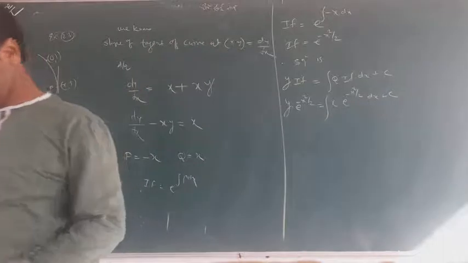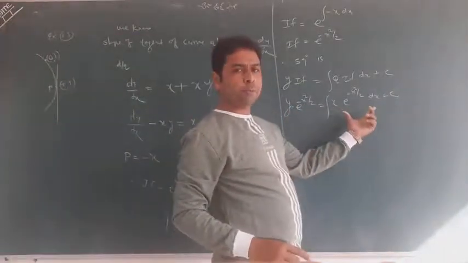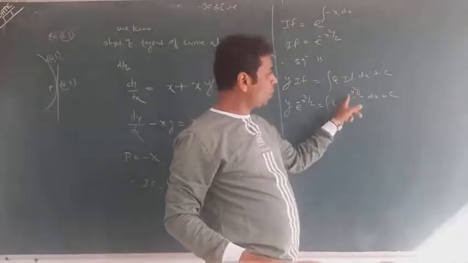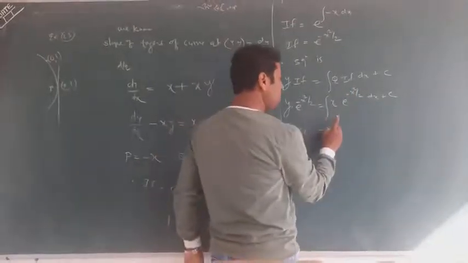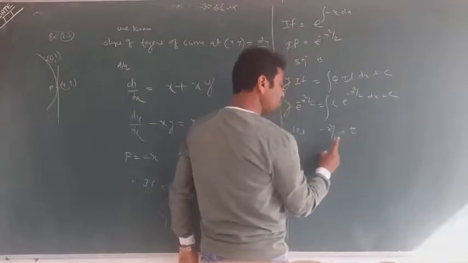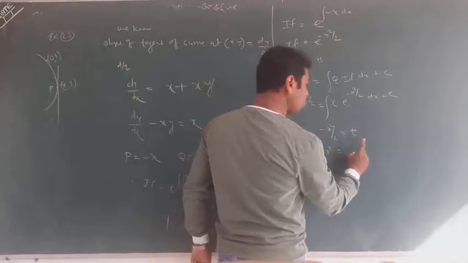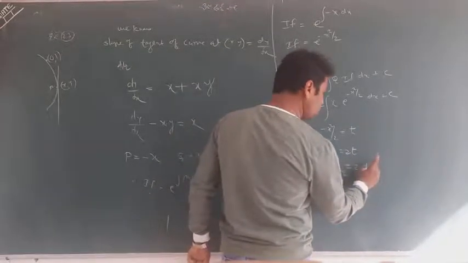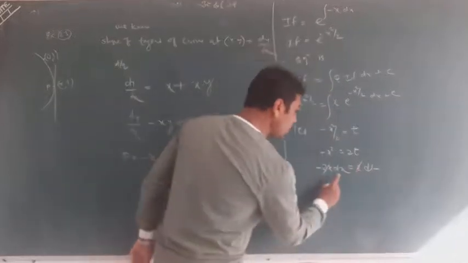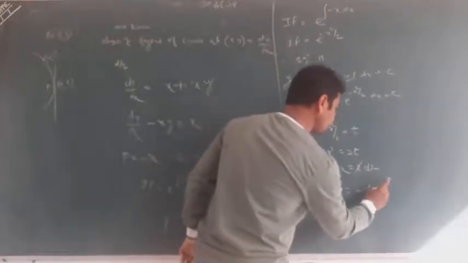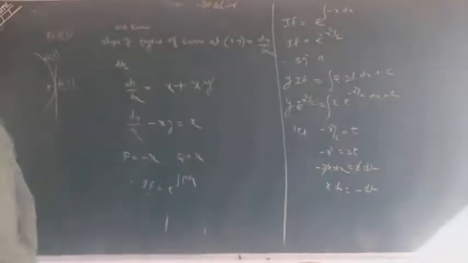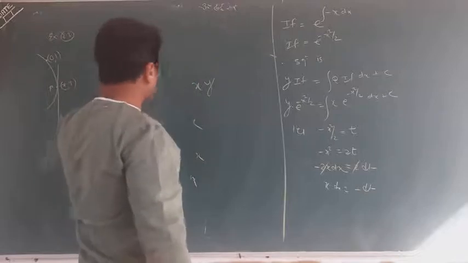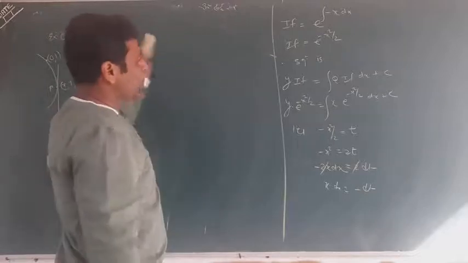Now, to solve this integral, how can we deal with it? I tell you one thing, there is x square by 2 and there is x, so I assume it is t. Let minus x square by 2 be equal to t, meaning minus x square equals 2t. Differentiation: minus 2x dx equals 2 dt. 2 and 2 cancel, so x dx will be minus dt. I transferred the minus sign there.